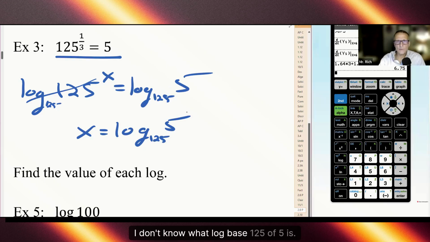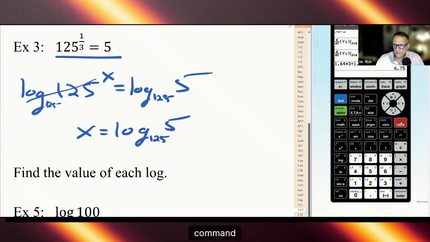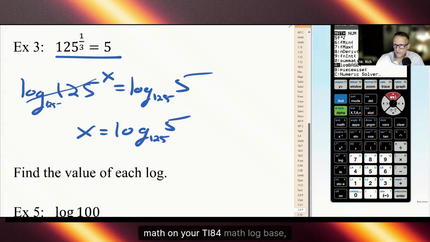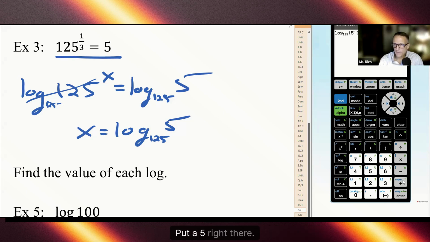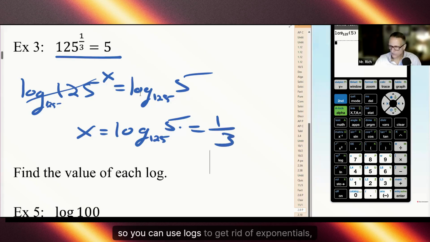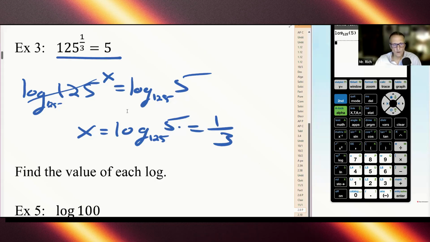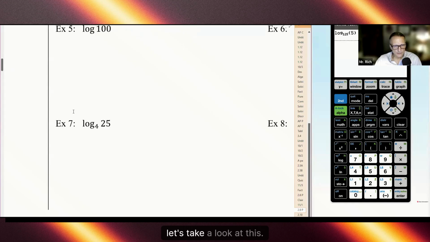Now you say, well, I don't know what log base 125 of 5 is. I know. But using technology, there is a command on your TI-84, math, log base, where you get to decide what base you're going to use. I'm going to put a 125 in, put a 5 right there, and there's my answer, 0.333, which is 1/3. So x is equal to 1/3. All right, so you can use logs to get rid of exponentials, and you can use exponentials to get rid of logarithms.